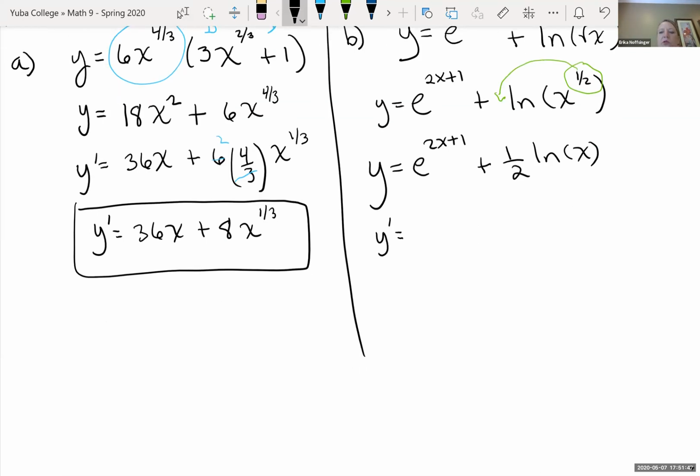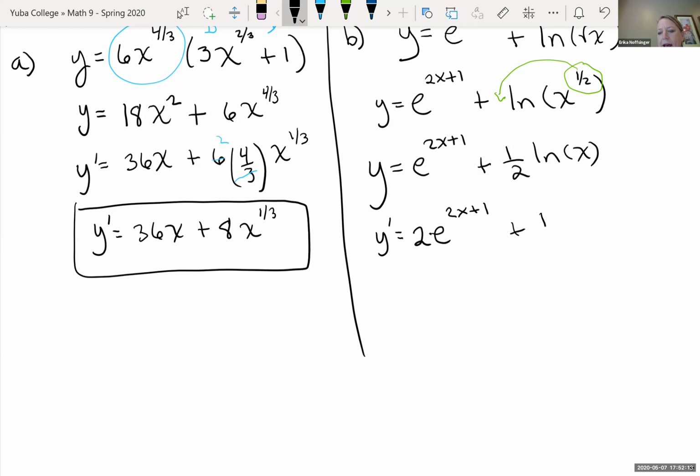So remember the derivative of e. That was nice. It was itself times the derivative of the exponent. So the derivative of the exponent, which is 2x plus 1. So the derivative of 2x is 2. Derivative of 1 is 0, so I don't need to write that, times the original e. So e raised to the 2x plus 1 power.